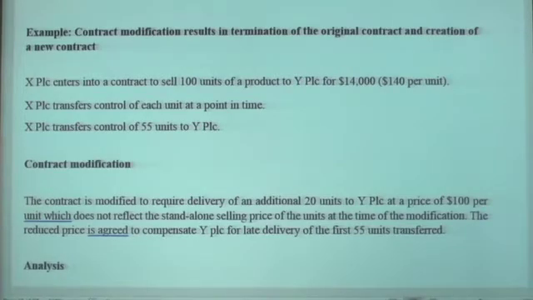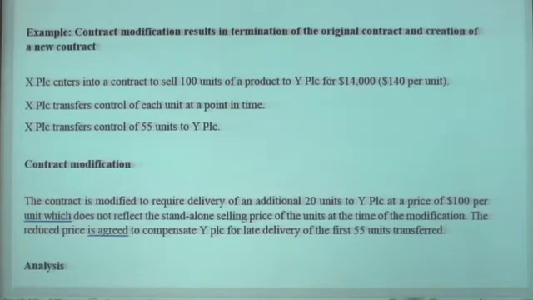They have already transferred 55 units out of 100, which means they have to transfer a further 45 units. At that moment they modified the agreement by adding an additional 20 units at a price of 100. That 100 price is a reduced price. If it were a standalone price, it would be a separate contract, but here the price was reduced to compensate for the delayed delivery of the 55 units. The originally delivered 55 units were delayed. Therefore, to compensate for that delay, they reduced the price from 140 to 100 for these additional 20 units.